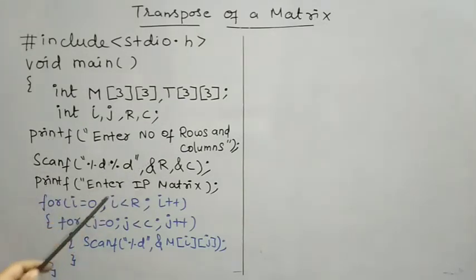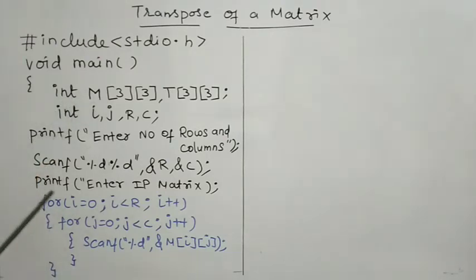Okay, if R is the total number of rows, then the index position ranges from 0 to R minus 1. So the loop variable i varies from 0 to R, that is i less than R, or i less than or equal to R minus 1. Both are the same. The inner for loop has loop variable j, which is going to hold the index position of columns. The index position of column ranges from 0 to C, the total number of columns, minus 1. Using this scanf statement, we are going to get the input value for each individual element in this input matrix M.